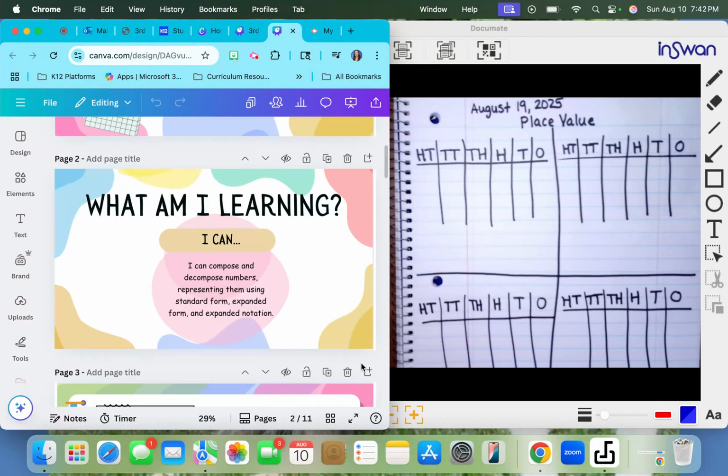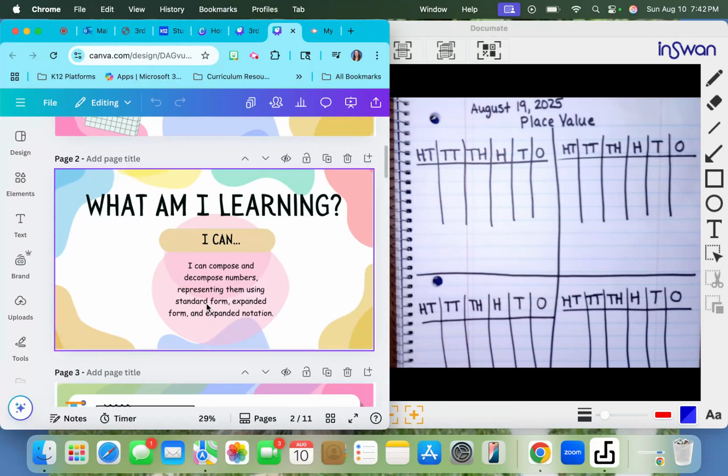Today, we are going to be composing and decomposing numbers, representing them using standard form, and expanded notation. In yesterday's lesson, we composed and decomposed numbers and their values. Today, we're going to be extending that to representing numbers in some new ways. We see here standard form, which we did yesterday, expanded form, and expanded notation. So get ready to work with some large numbers today.